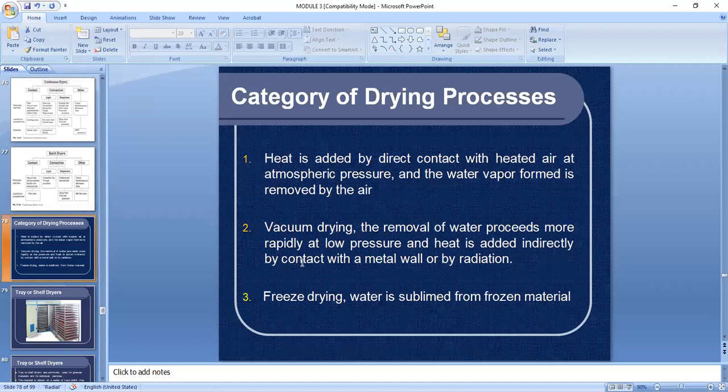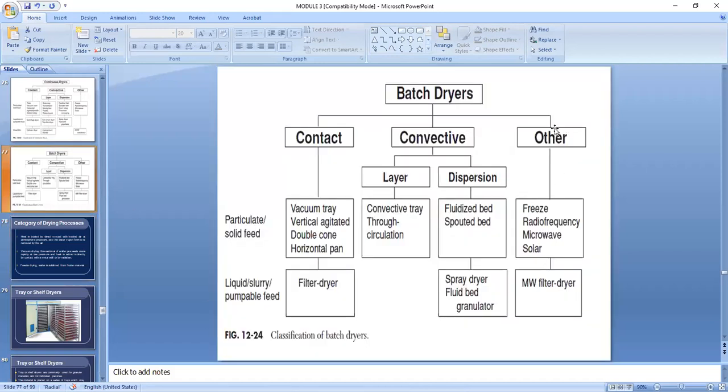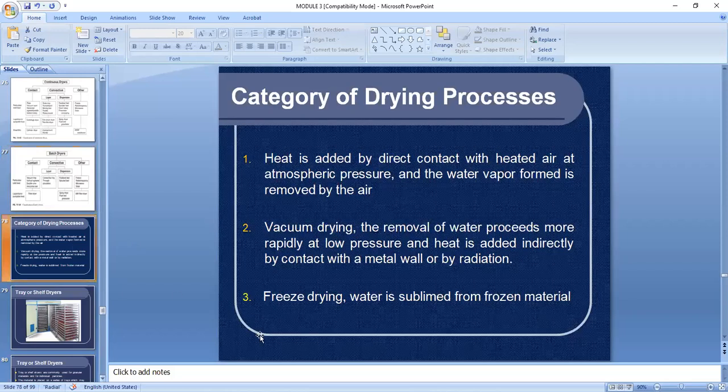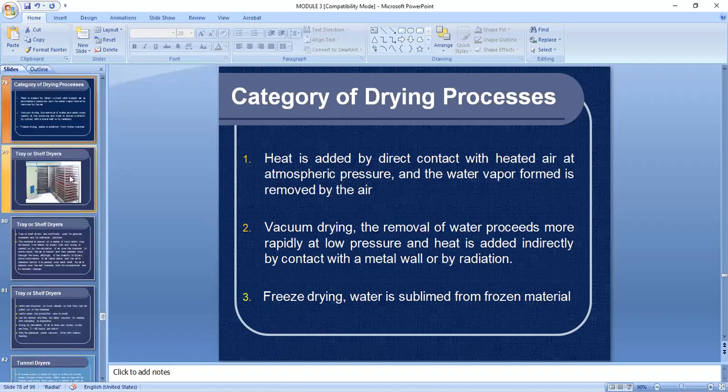So vacuum drying. We can have freeze drying as one process here under the specialized type of drying. And this is where water is sublimed from a frozen material. So it need not pass through the liquid phase. It goes straight to the gas phase. So that's in the case of freeze drying. Now we go to the types of dryers.